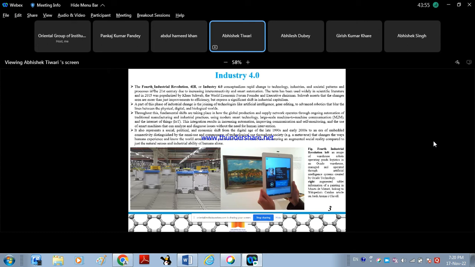Throughout this, fundamental shifts are taking place in how global production and supply networks operate, through ongoing automation of traditional manufacturing and industrial practices using modern smart technology, large-scale machine-to-machine communication and the Internet of Things. This integration results in increasing automation, improved communication and self-monitoring, and the use of smart machines that can analyze and diagnose issues without the need for human intervention.